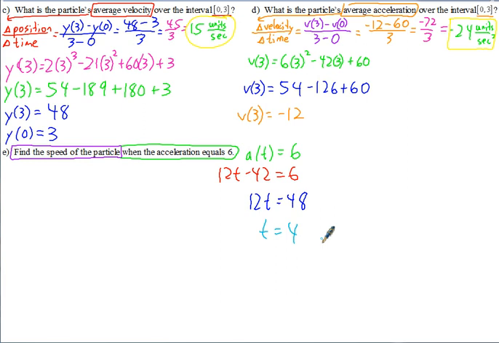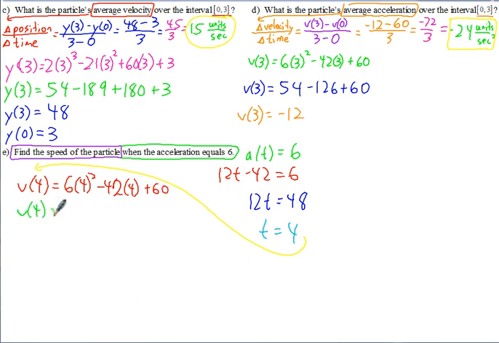And now we want to know the speed at that time. So the closest function we have to speed is velocity. If we plug 4 into our velocity function, v of 4 would be 6 times 4 squared minus 42 times 4 plus 60. So 4 squared is 16 times 6 gives you 96. 42 times 4, that's 168. And plus 60. So v of 4, 60 plus 96 is 156, minus 168 gives you negative 12. That's the velocity, negative 12 feet per second. The speed, remember, can never be negative. It's the absolute value of velocity, so the speed at 4 seconds would be positive 12 units per second.